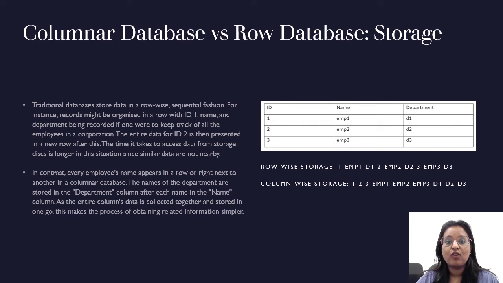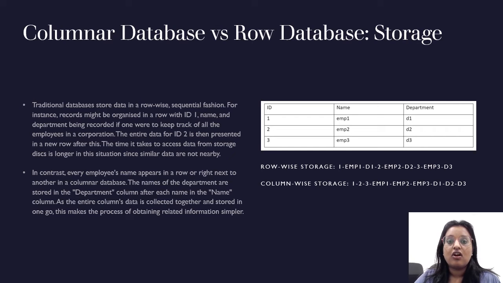Now, let us compare columnar with the row database. Let us start with how the data is stored in these two databases. Row-wise and sequential data storage is the norm for traditional databases. To keep track of all employees in a company, for instance, records might be arranged in a row with ID 1, name, and department being recorded. This is followed by a new row that contains all of the information for ID 2. There are no neighboring data that are identical. Accessing data from storage disks takes longer in this case.